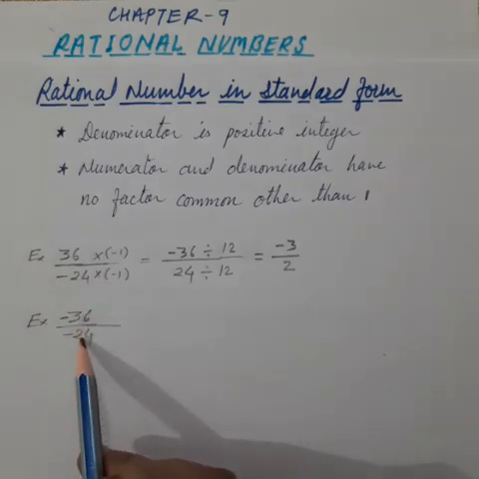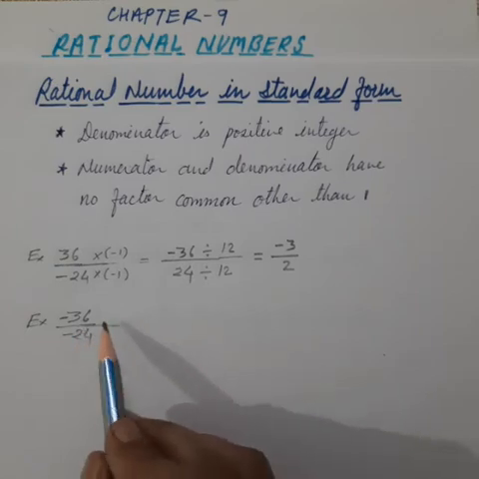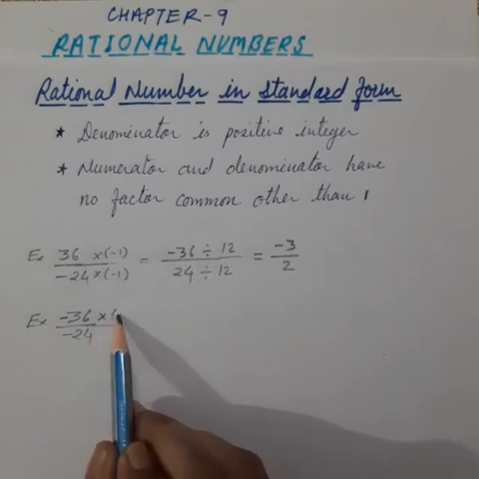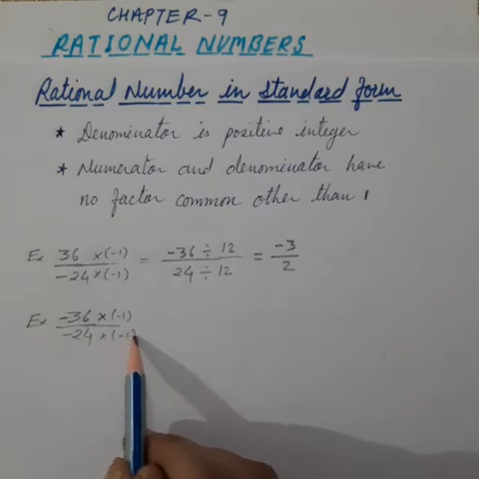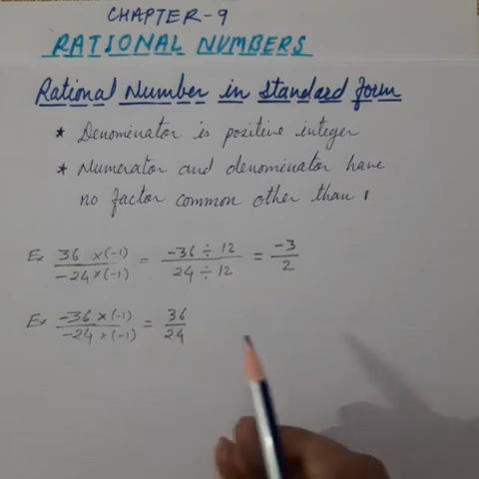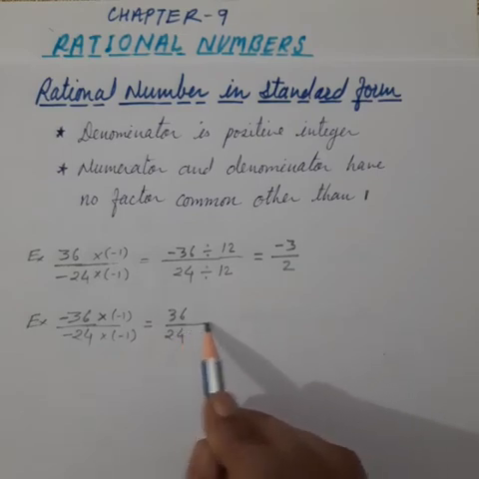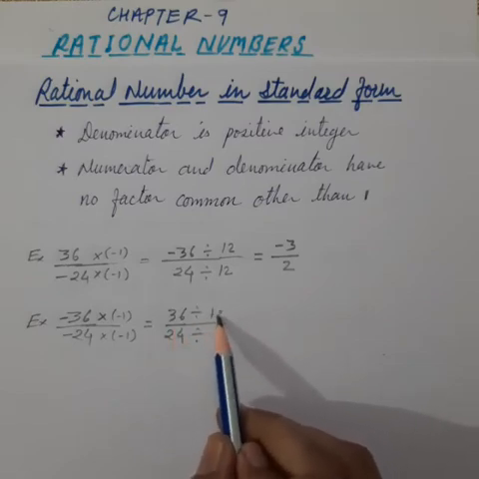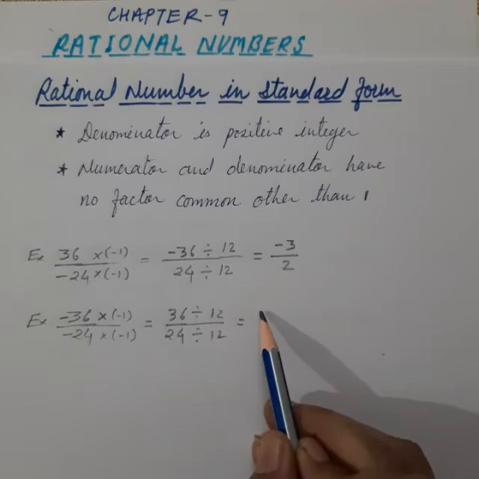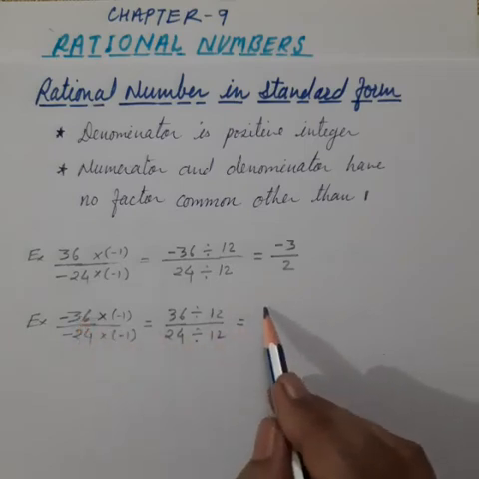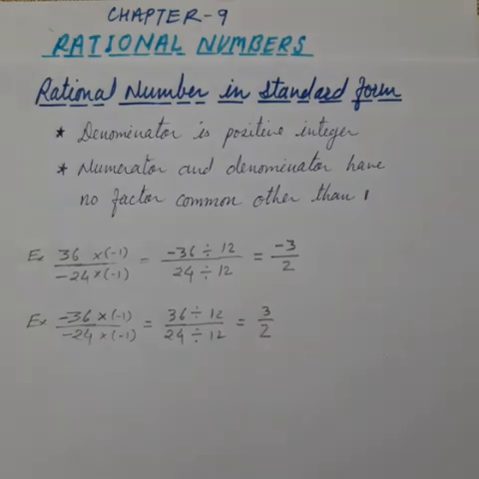If both numerator and denominator are negative integers, we know that it is a positive rational number. Or we can bring it into a positive rational number by multiplying both numerator and denominator by -1. So we will get here 36 by 24. And then divide both numerator and denominator by the HCF of numerator and denominator. So we get the standard form of -36 by -24 as 3 by 2.